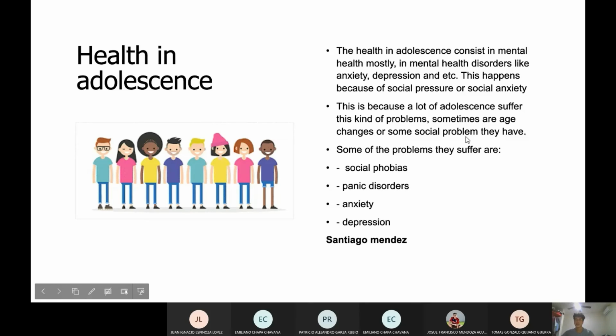Health in adolescence. The health in adolescence consists in mental health, mostly mental health disorders like anxiety, depression, etc. This happens because of social pressure or social anxiety. This is because a lot of adolescents suffer this kind of problems. Sometimes it is because of age changes or some social problem they have. Some of the problems they suffer are social phobias, panic disorders, anxiety, depression.